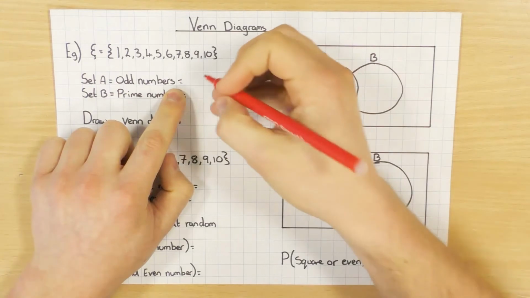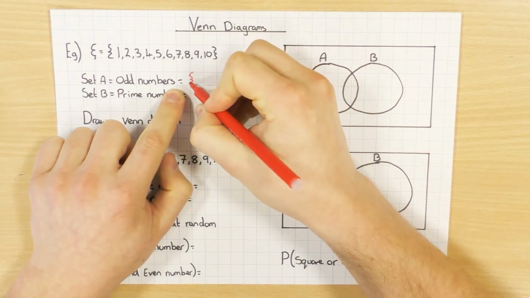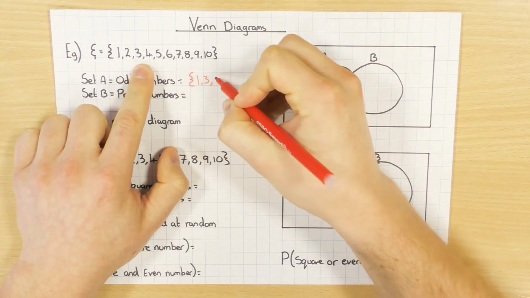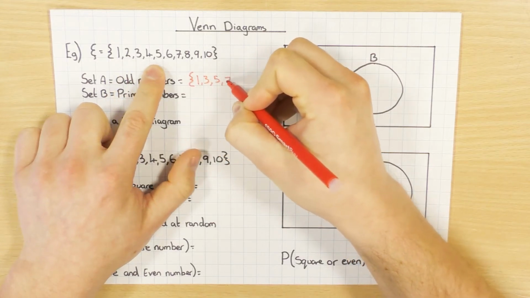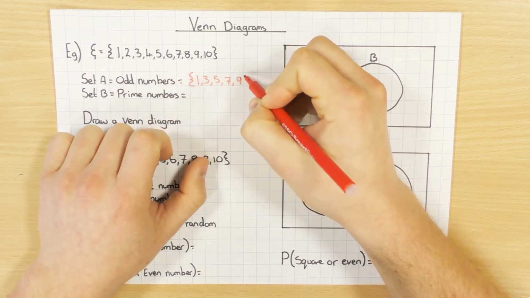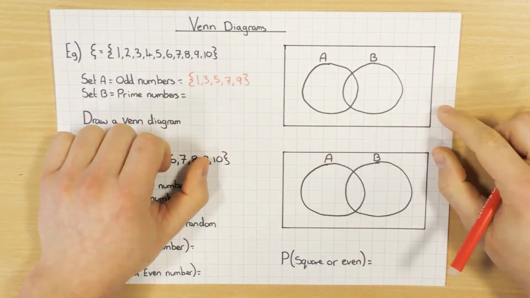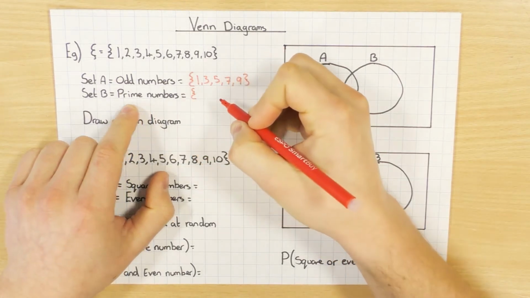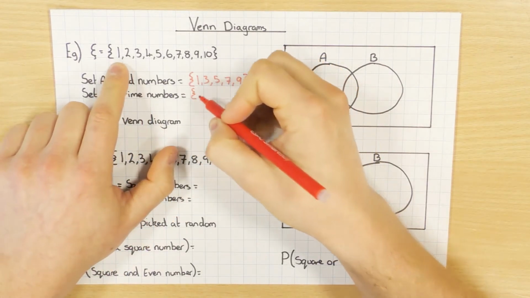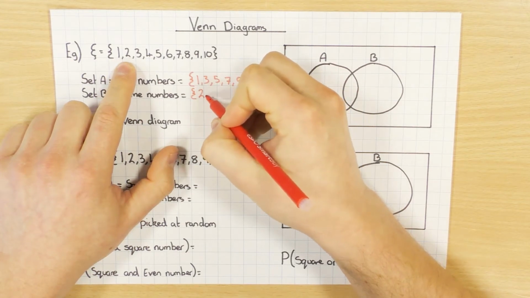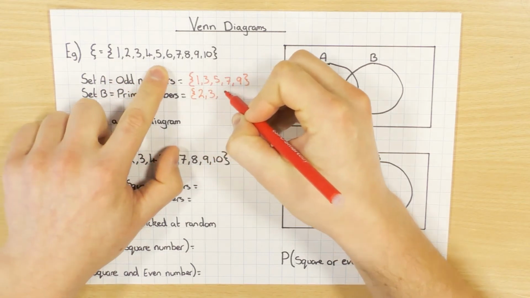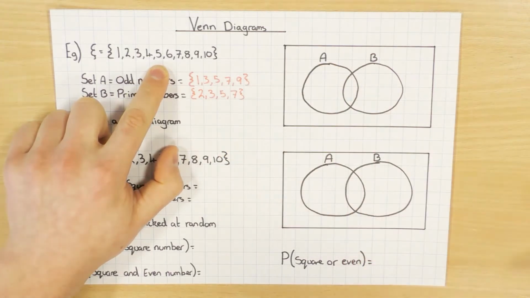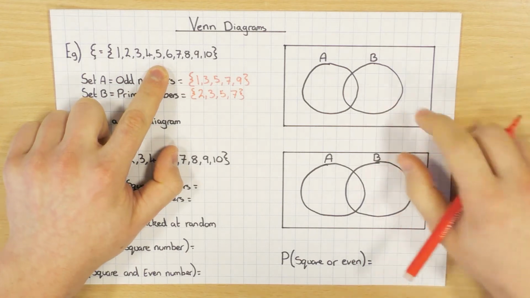So what I would always do is I would always list those out. So obviously we have 1, 3, 5, 7, and 9. So that's my set A. And then the prime numbers is set B. So again, I'll just list these out just to help us. Remember, 1 isn't prime. So I've got 2, 3, 5, and 7. So I would always do that just to help you when it comes to populating the Venn diagram.